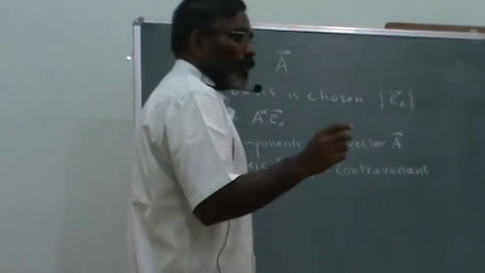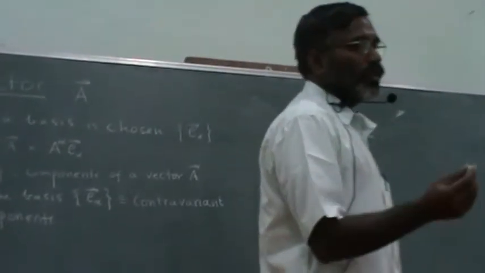I will come back to the definition that is given in books, that contravariant components are the ones which transform like a coordinate, covariant components are the ones which transform like a derivative and so on. So we will come to that. We will try to understand that after developing some notation.